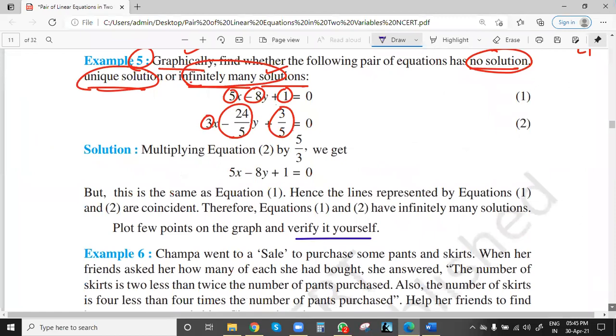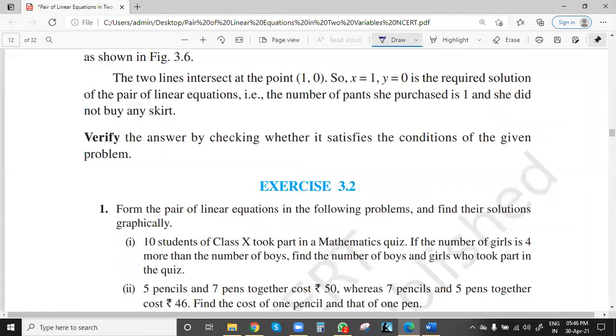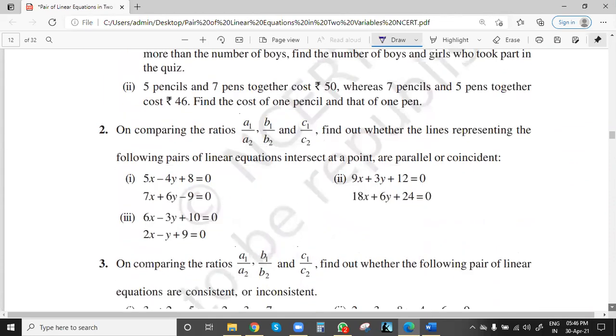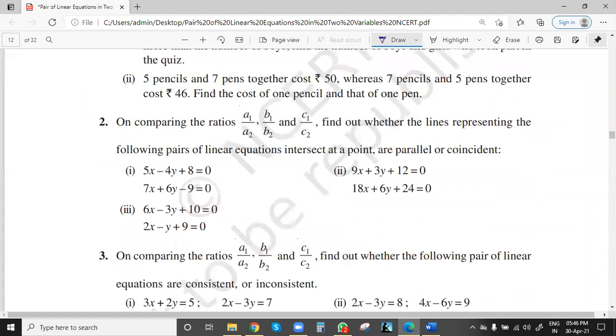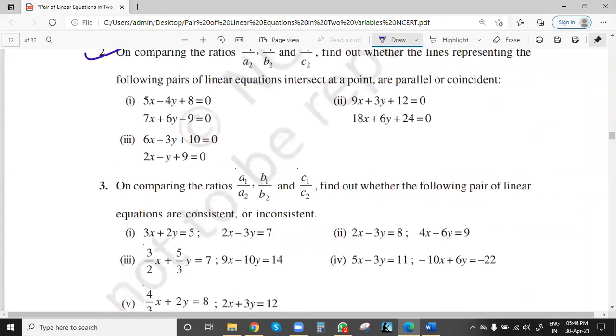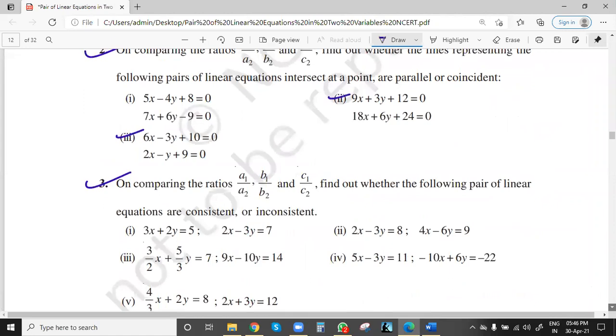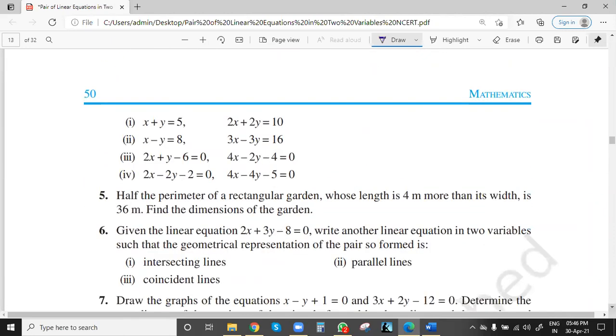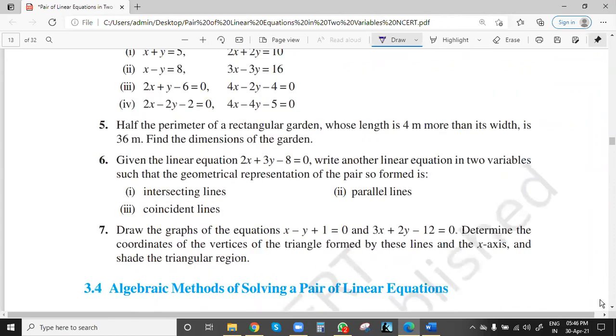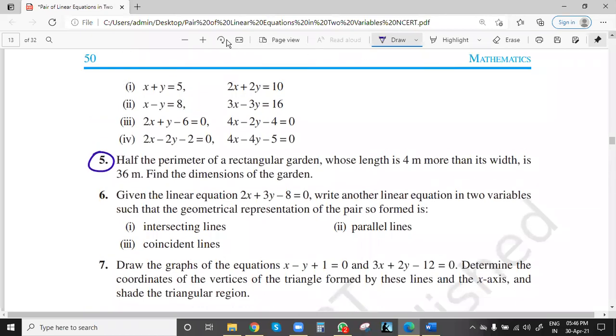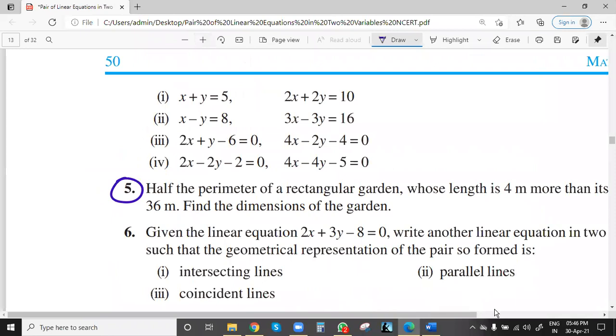Now coming to the last example, because after that we have exercise questions, like exercise 3.2. From the exercise we have already seen the second question in our previous class, both parts. The third question we have also seen, and the fifth one also, in the last batch I think. So try the fifth question first, and then we'll see example number 6. Try to solve this question. It is very easy, and let me know the answer in chat.